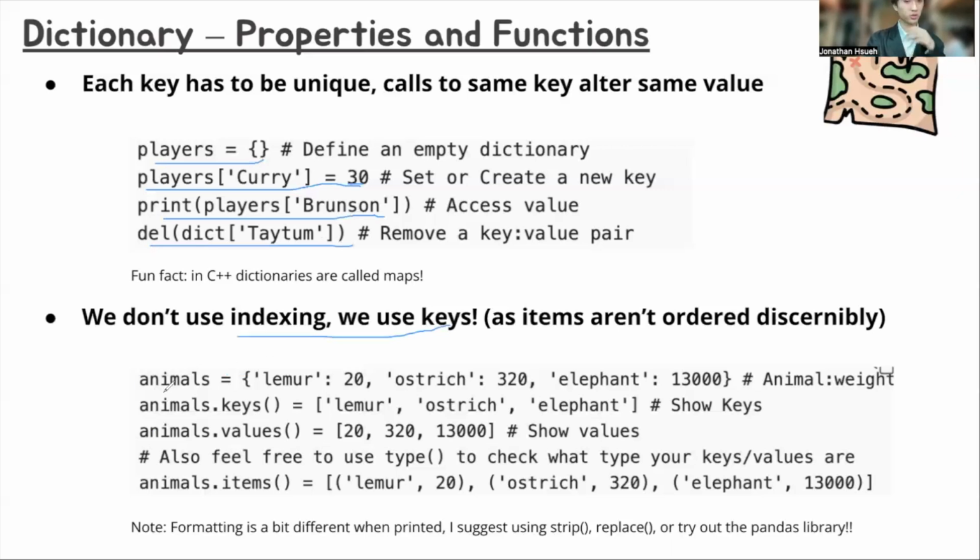And here are some more examples of functions. Here we have a dictionary, and the keys function just prints out every single key that you have. So all these keys here. Values, same thing, but with values. And feel free to use the type function too. It can get a bit messy without the clear typing. And items just prints out the entire key value pairs. The formatting is a bit different when printed out. I suggest using strip, replace, or try out stuff from the pandas library. Explore and try stuff out.